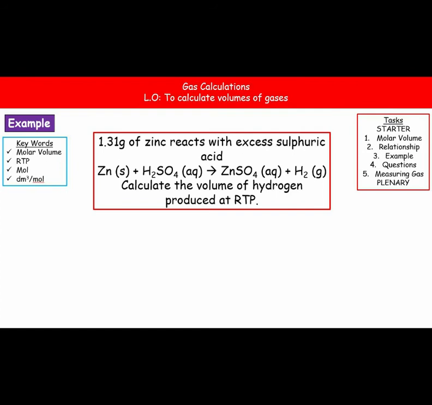Okay, so those are the nice simple ones. Now we're going to have a look at a slightly trickier style of question. 1.31 grams of zinc reacts with excess sulfuric acid. We've got the balanced symbol equation there. Calculate the volume of hydrogen produced at RTP.